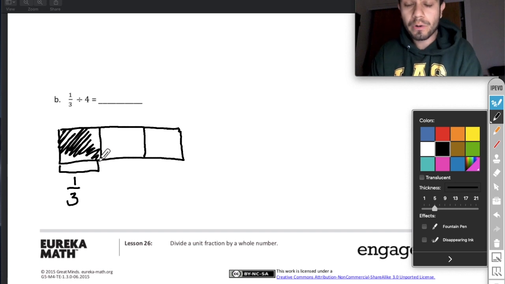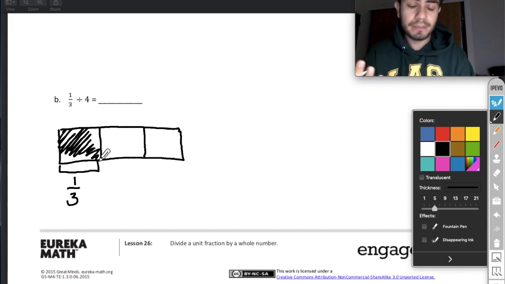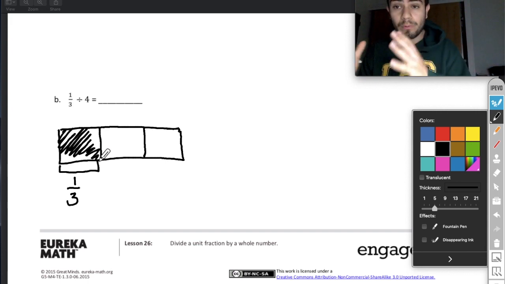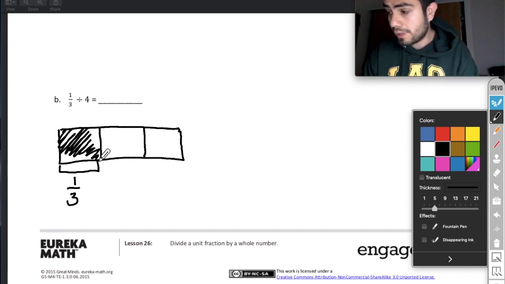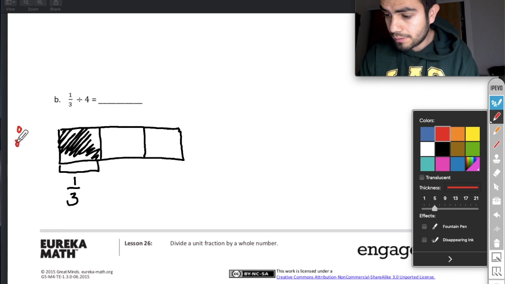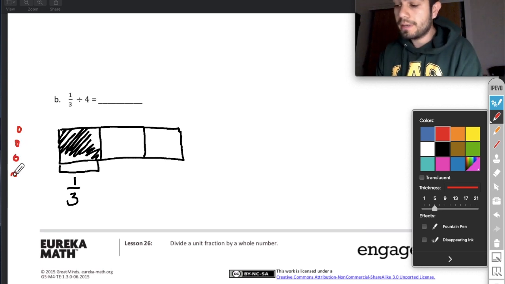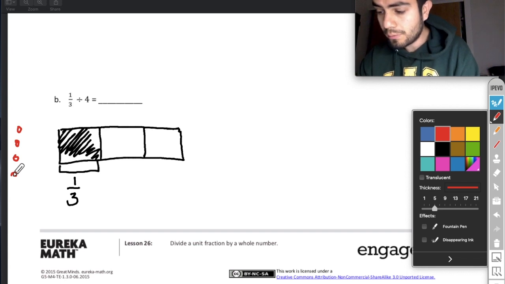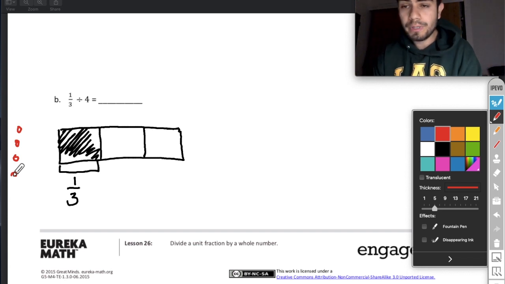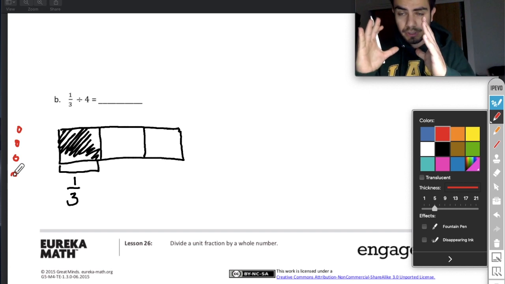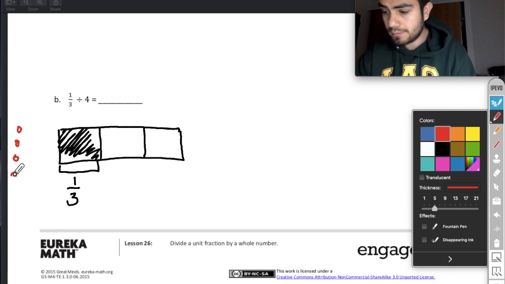And now we are going to be dividing it by 4. So we're going to be sharing it by 4 people, if that helps you visualize it. So it'll look something like this. We got 1, 2, 3, and 4 people like that. Now, in order to share that, you're going to need to cut each of those thirds into 4 new pieces, like this.